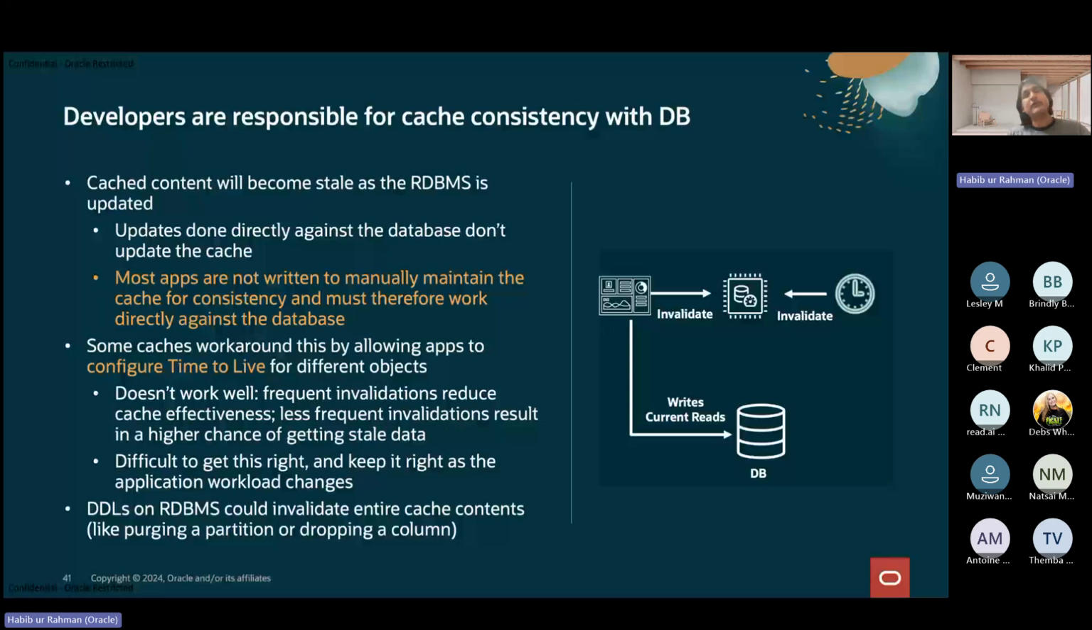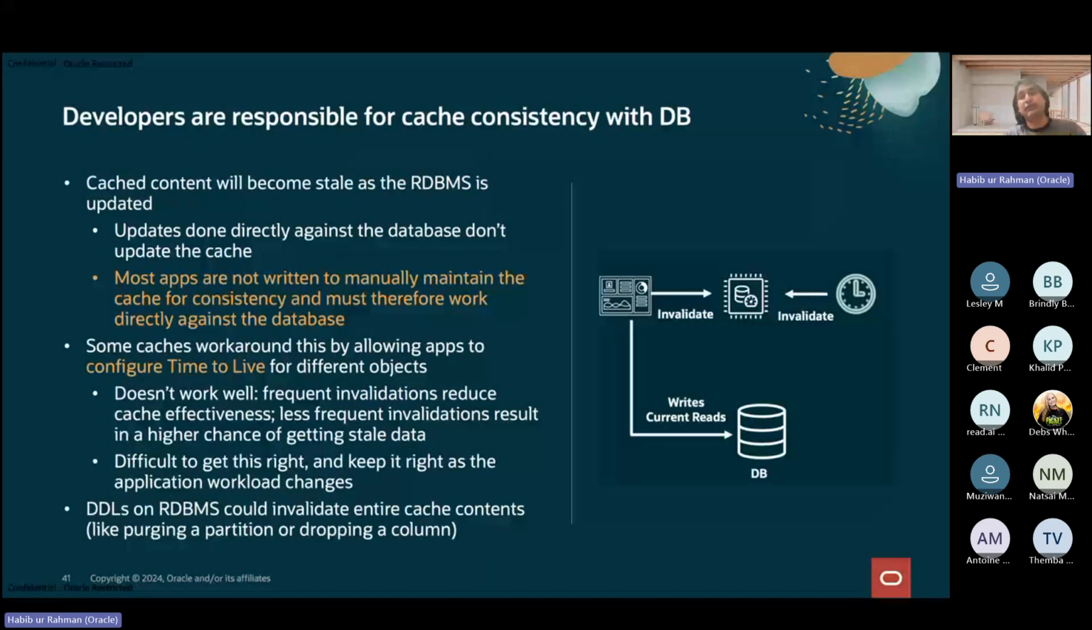Now, developers are also responsible for keeping the cache consistent with the database. I'm talking about the Redis cache and the Memcached. Cache content will become stale as the RDBMS is updated. When your primary data is updated and the data is not updated in the cache, it will be stale. Updates done directly against the database do not update the cache.